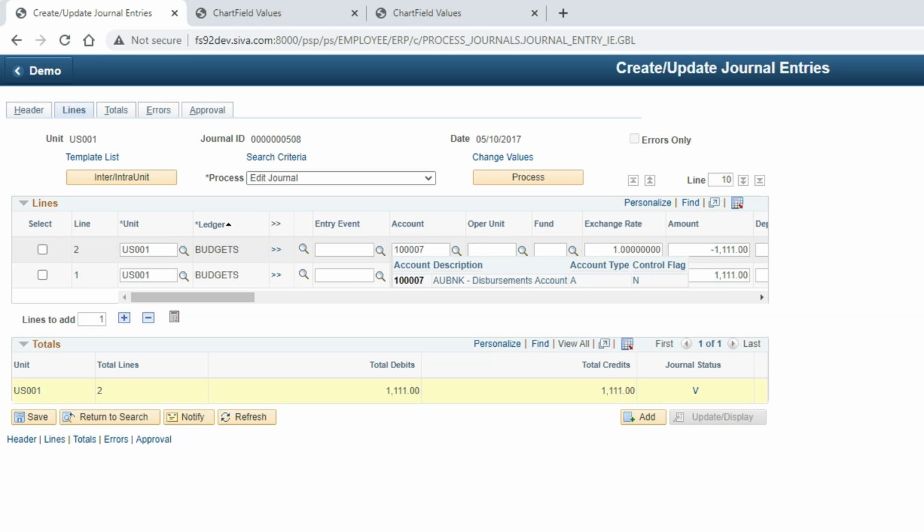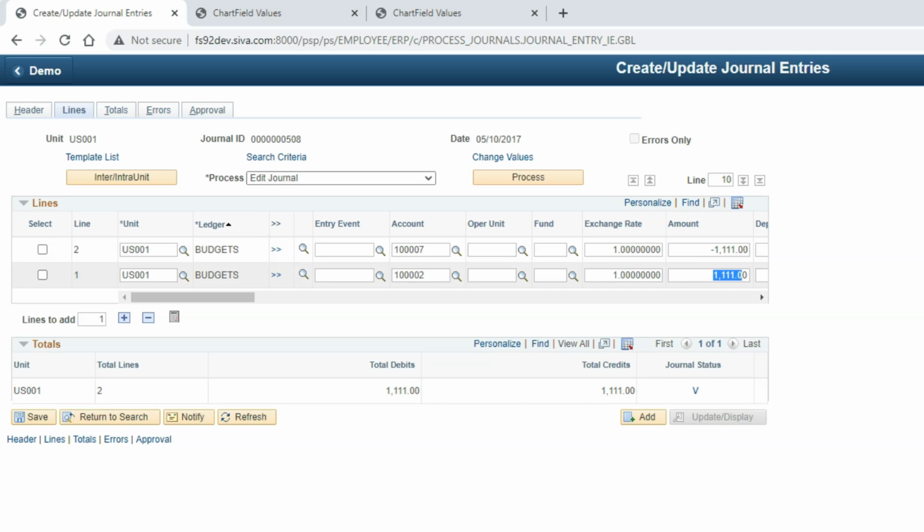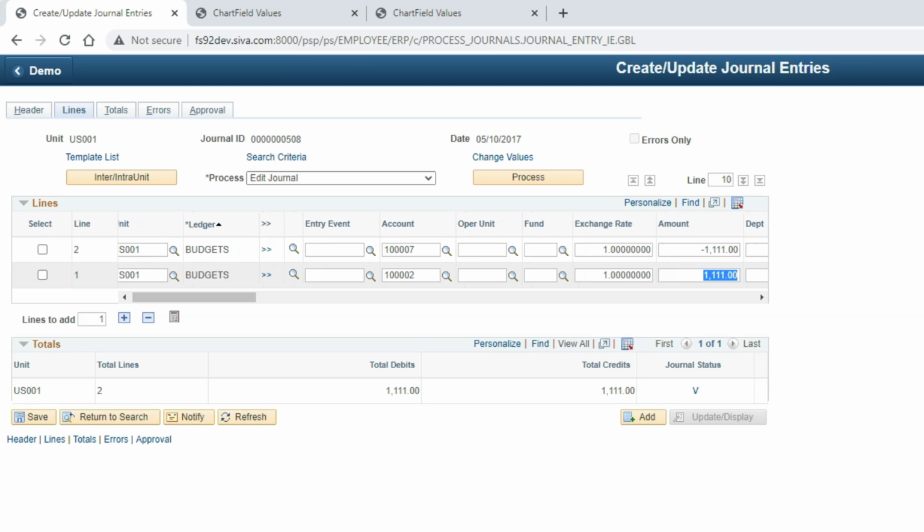Looking at the amount sign, you can easily make out which asset increased in value and which asset decreased in value. As I mentioned before, credits in PeopleSoft are represented with negative sign. Since assets increase in value with debits, in this case the amount is transferred from the account ending with 7 to the account ending with 2. What else do you notice? Debits equal credits.